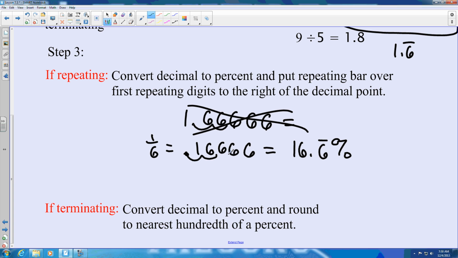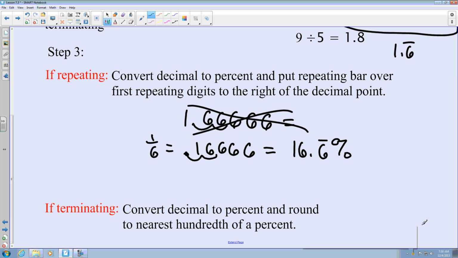Let's see here. What's the example that they gave us? It was 9 divided by 5. There's no rounding there, so 9 over 5 equals 1.8 as a decimal. Move it 2 units to the right. 1, 2, that equals 180%. Okay?